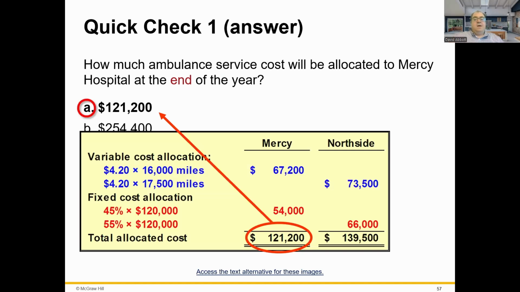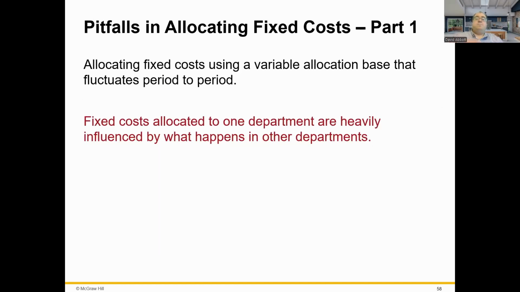So you're going to find out the variable cost for Mercy, which is $4.20 a mile times the 16,000 miles that they're using. So it's going to be 67,200. And then 45% of the 120,000 fixed cost is going to be 54,000. So we add up both of those, and we come up to 121,200.